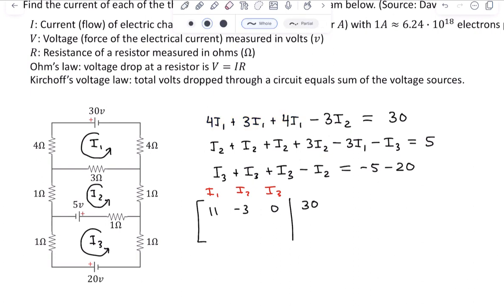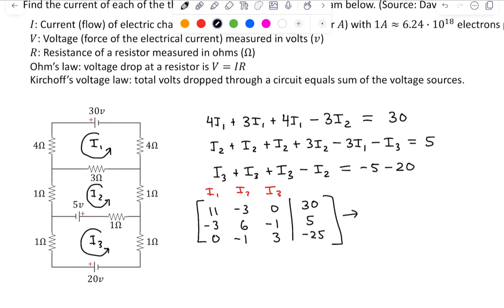The second equation, find the I1s. I see a single I1 right here, then the I2s, and then a single I3. So we have a negative 3 I1. All the I2s add to 6 I2s, and then we have that negative 1 I3, and all of this is equal to a voltage of 5. And now looking at our third equation, we have no I1s, we have a negative 1 I2, and we have 3 I3s, and this is equal to a voltage of negative 25.